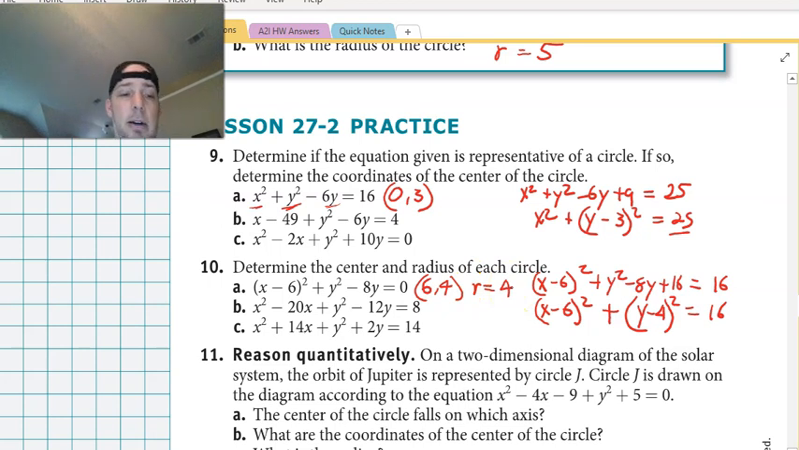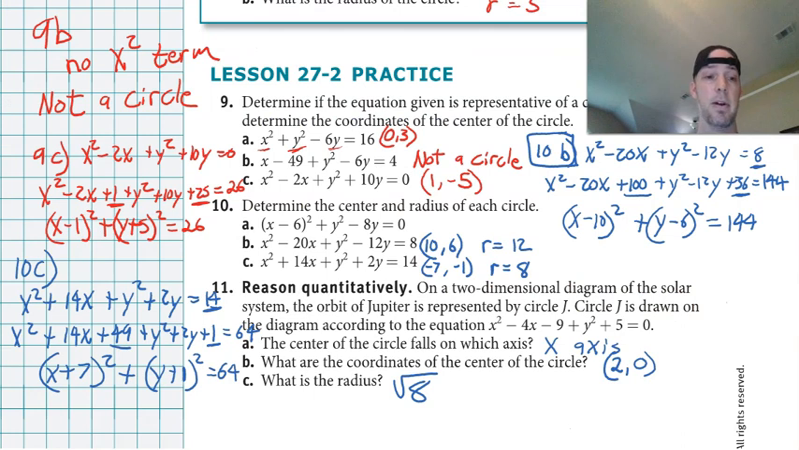All right, pause here and see if you can do 9b and c, 10b and c, and I'll put the answers up here in just a second. All right, so here we have the answers for 9b and c. I can tell here on 9b this is not the equation of a circle because there's not an x squared term anywhere in the equation, so that's not the equation of a circle.